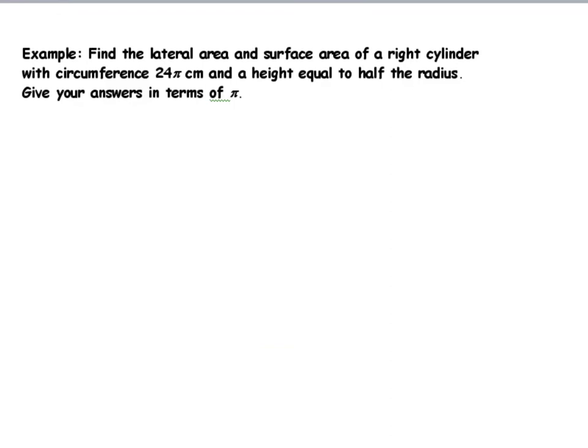All right, so find the lateral area and the surface area of a right cylinder with a circumference of 24 pi, and then the height equal to half the radius. Well, let's take a look. In order to find the lateral area, we need 2 pi r times the height. They don't give us the radius, you guys. They only give us the circumference.